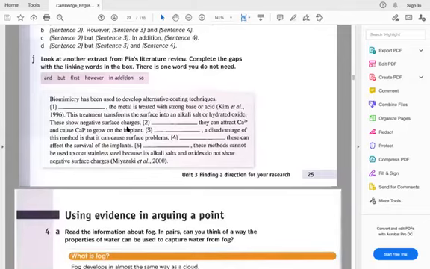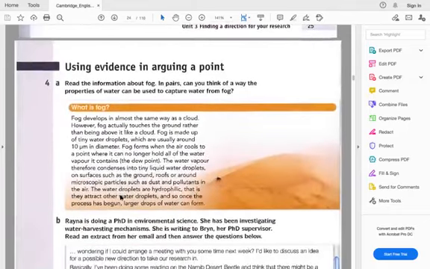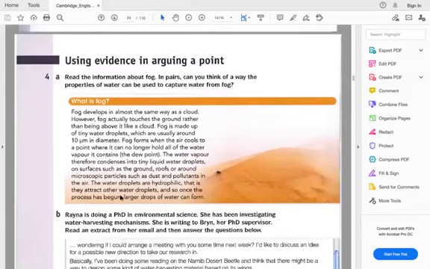Now let's move to the next part, using evidence in arguing a point. When you argue for a point in order to prove it, you add evidence, you provide evidence. Read the information about fog in pairs. Can you think of a way the properties of water can be used to capture water from fog? What is the meaning of fog? Fog means fog. What is fog?